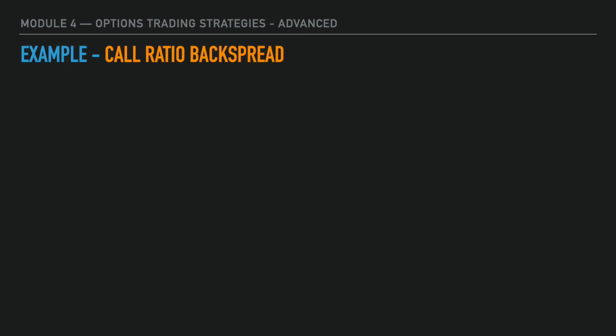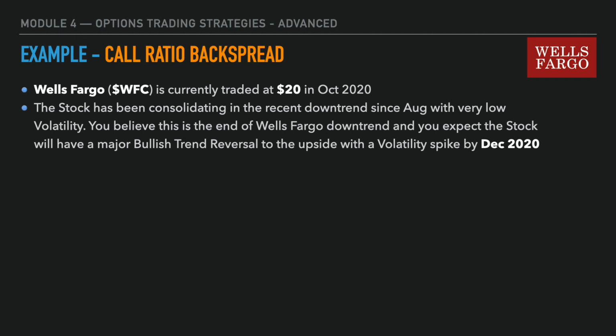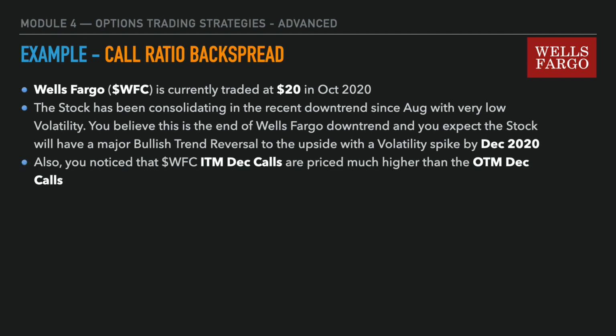Cool, let's do a quick case study and see how exactly the call ratio backspread works in real trading. Wells Fargo is currently trading at $20 per share in October 2020. The stock has been consolidating in the recent downtrend since August with pretty low volatility. You believe right now is close to the end of the downtrend, and you expect the stock will have a major bullish trend reversal to the upside with a volatility spike by the end of 2020. Also, you notice that Wells Fargo's in-the-money December call options are priced way higher than the out-of-the-money December calls.